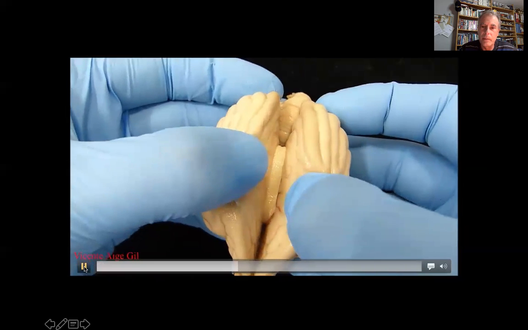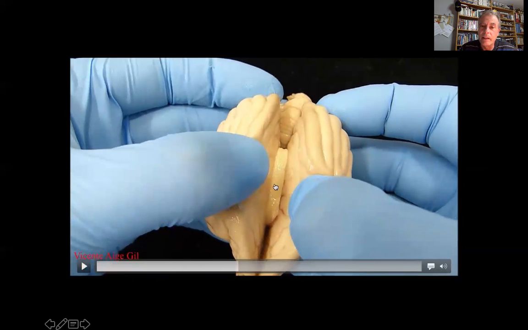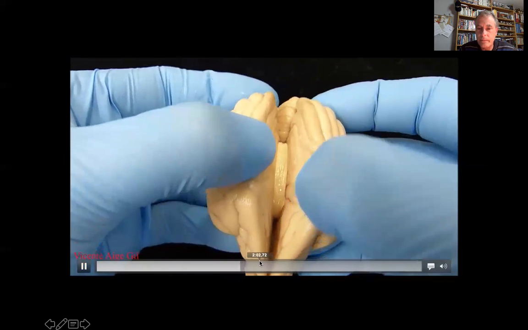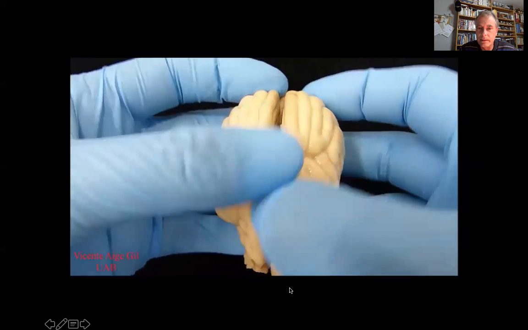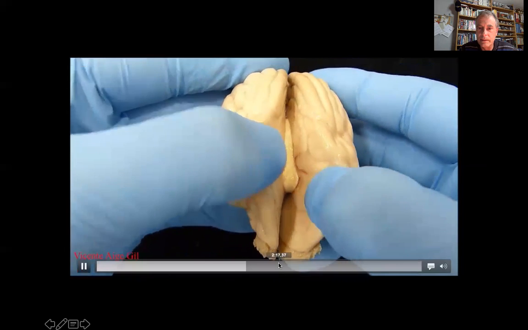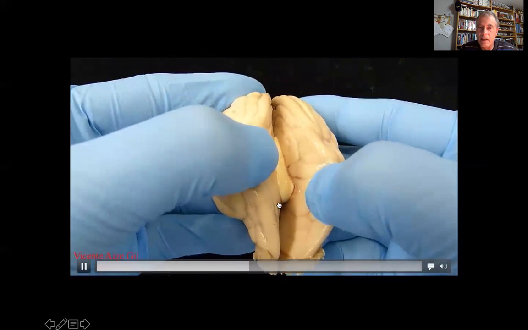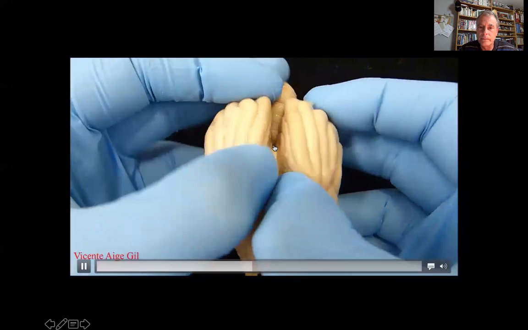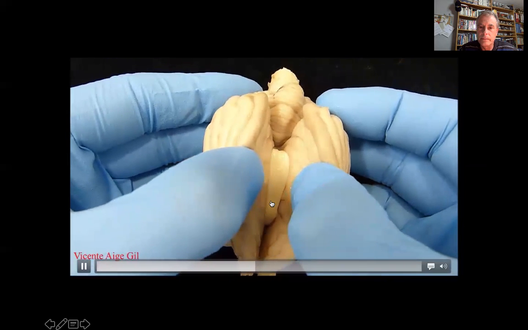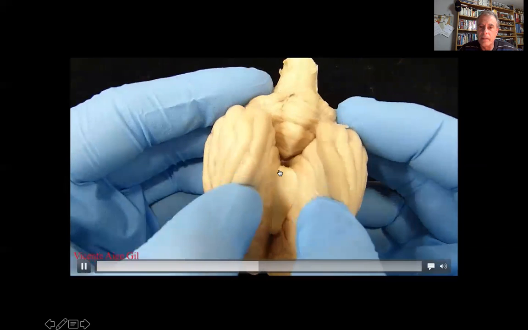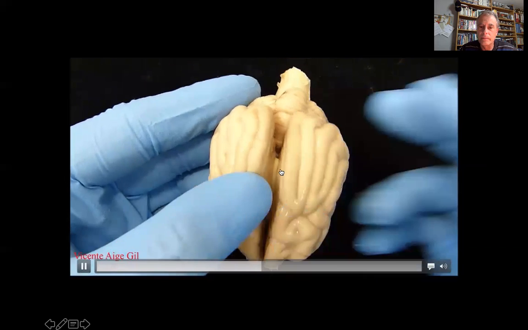Now we separate both cerebral hemispheres and we identify the corpus callosum, with the rostrum, the body, and the splenium. And on top, the cingulate gyrus. See, this is the corpus callosum, and the splenium of the corpus callosum.